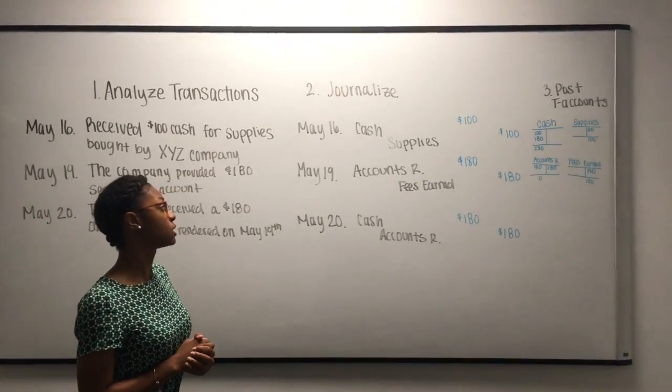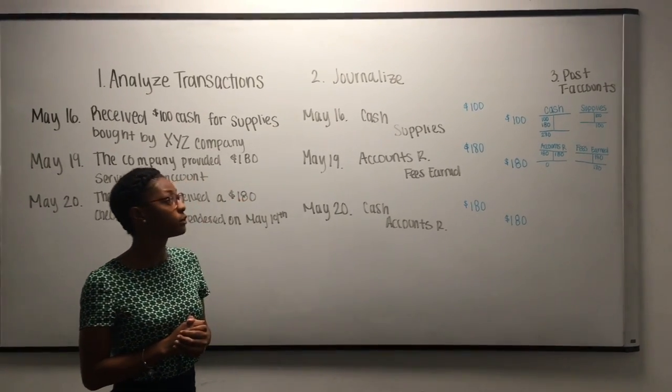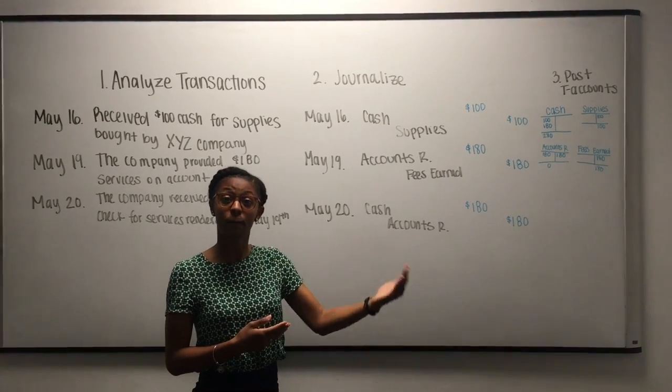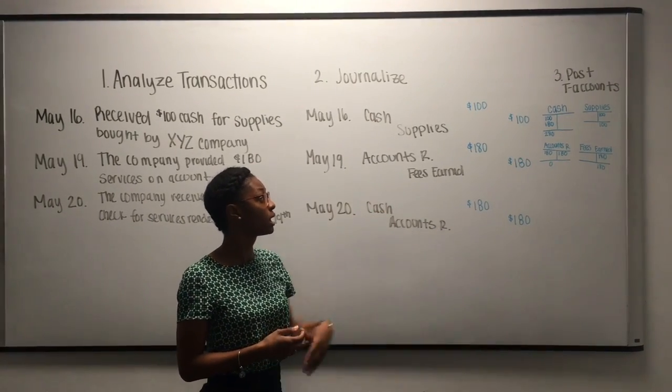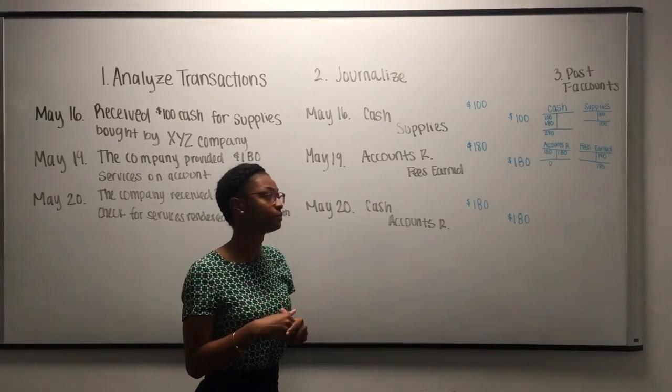Our second journal entry is accounts receivable and fees earned. We debited accounts receivable because our customer is going to, hopefully, in the future pay us our $180 worth. And our fees earned will of course be the $180, which we have yet to receive.